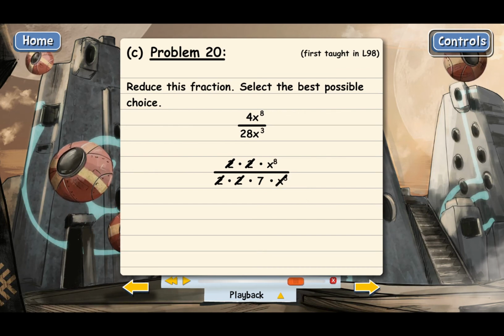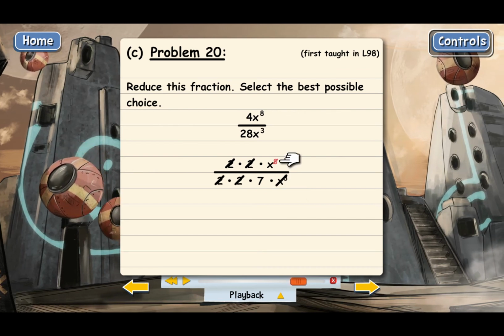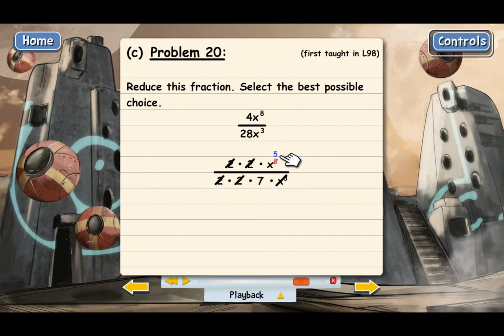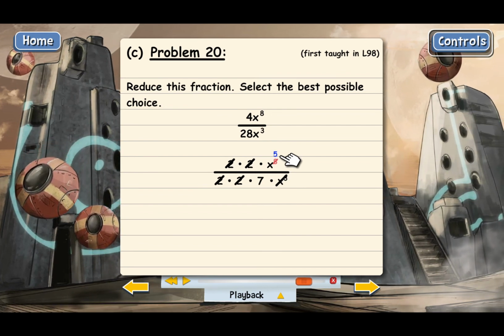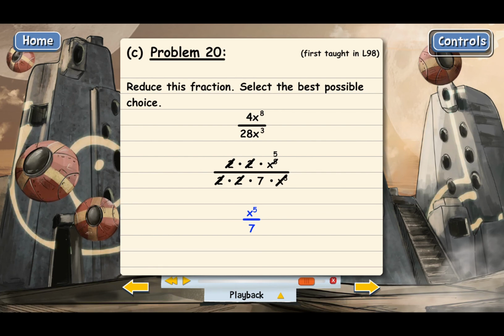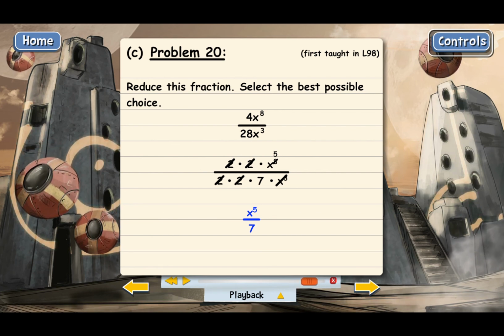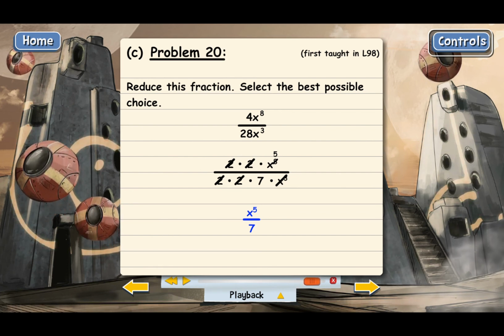What I'll do is I'll mark this out, and then I'll mark the 8 out and just put a 5 right here. That's the new exponent on that x on top. So we end up with x to the 5th over 7. And so x to the 5th over 7 is the final answer to problem 20.